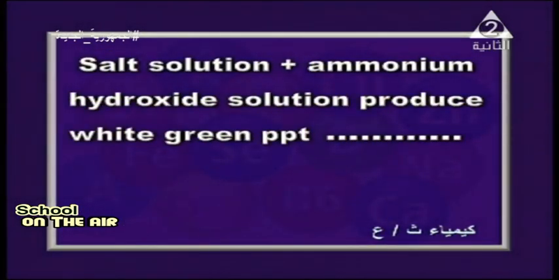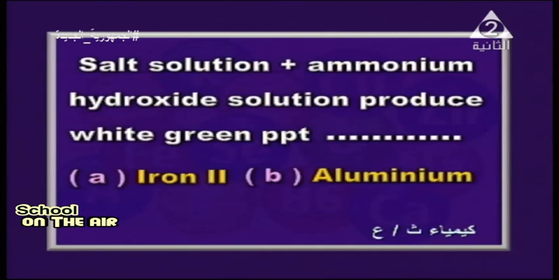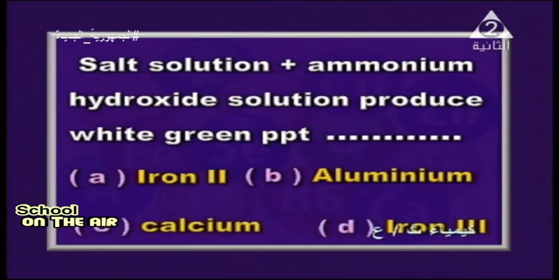Next one. Salt solution plus ammonium hydroxide solution produces a white-green precipitate. What is the cation here? Iron 2, aluminium, calcium, or iron 3? If you think about it, yes, it will be iron 2 cation.